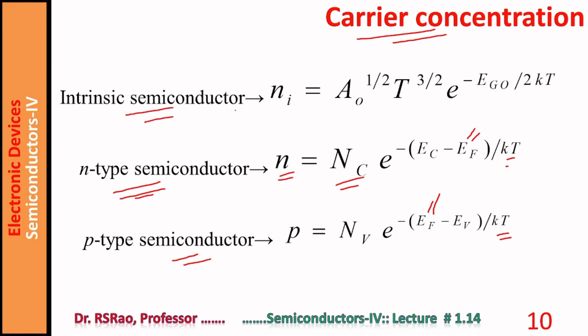In the case of intrinsic semiconductor, of course, carrier concentration is, this is a standard relation, A naught times T power 3 by 2, where T means temperature, times e power minus Eg by 2kT. Eg stands for gap energy.